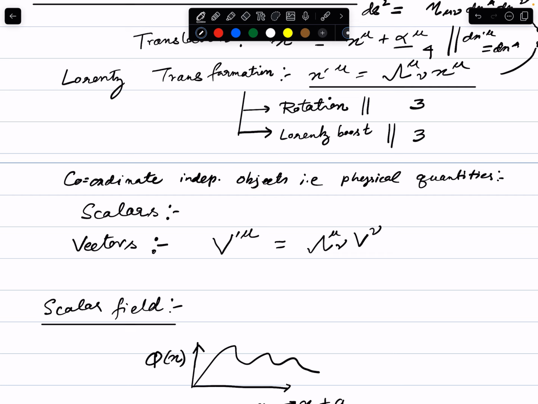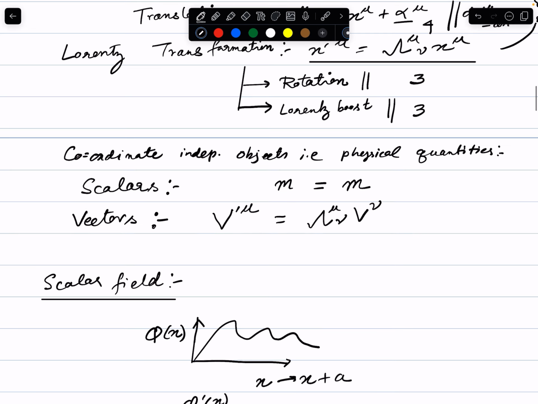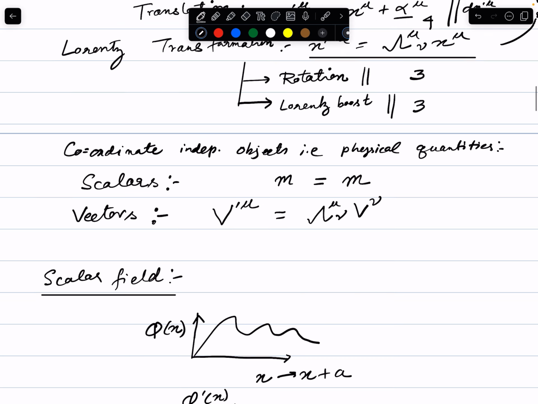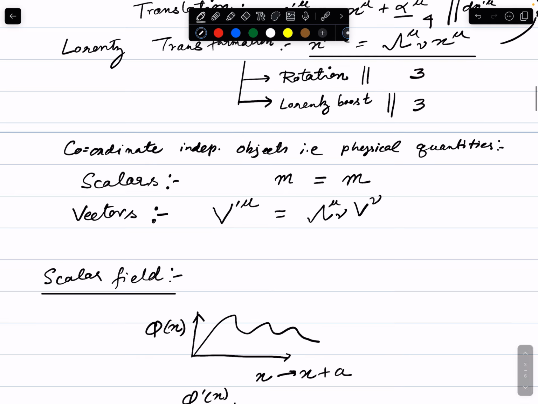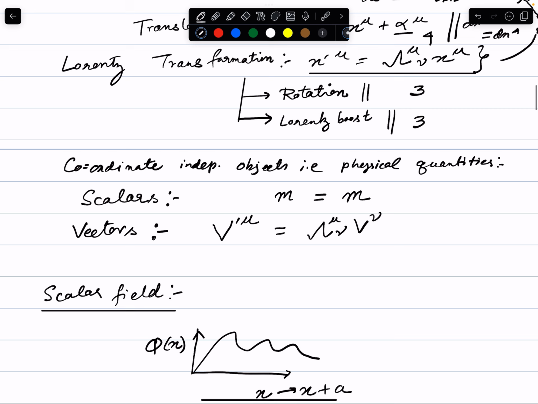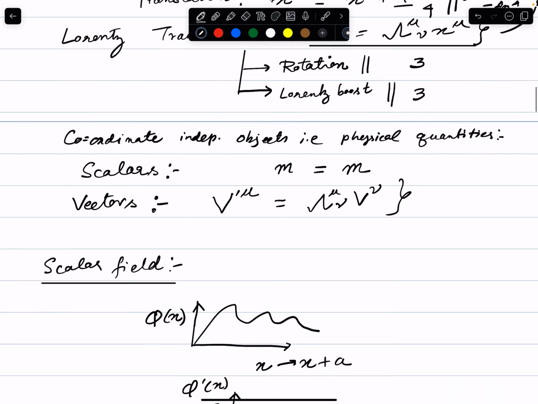Let's say a scalar called m. When I make a change of coordinates, it doesn't change. That's a scalar. It's still m. And if I have a vector, its coordinates under Lorentz transformation will change in the exact same way as the coordinates change. So this is a vector.